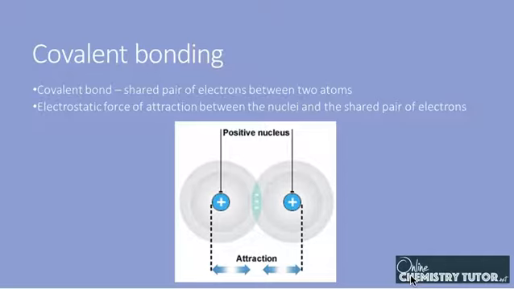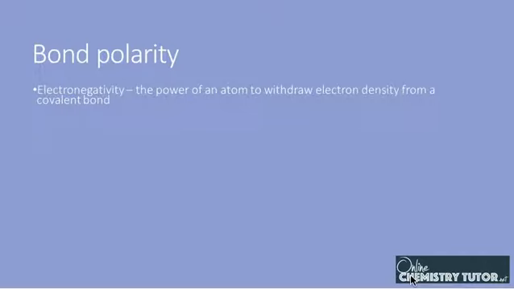Now, of course, not all covalent bonds are the same, and the reason they're not the same is because we have this property of an atom called electronegativity, and electronegativity can cause a covalent bond to undergo a process called polarity. Now, the definition of electronegativity is one that not only do you need to know and be able to reproduce, but you need to be able to understand it as well.